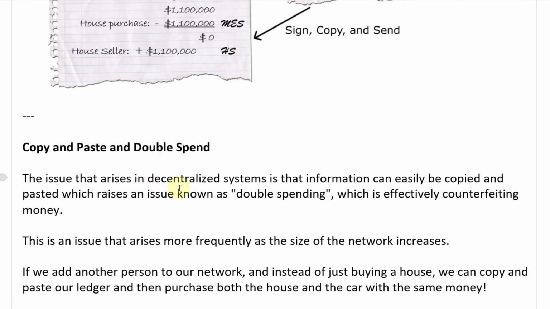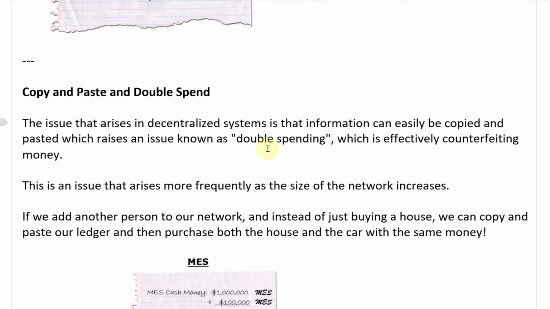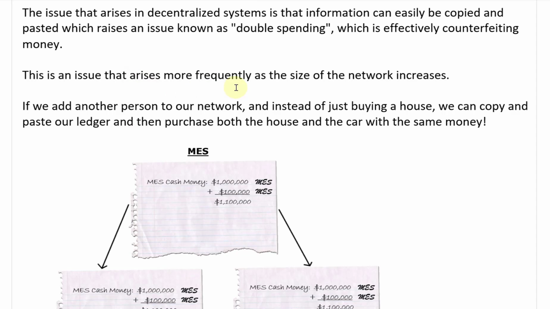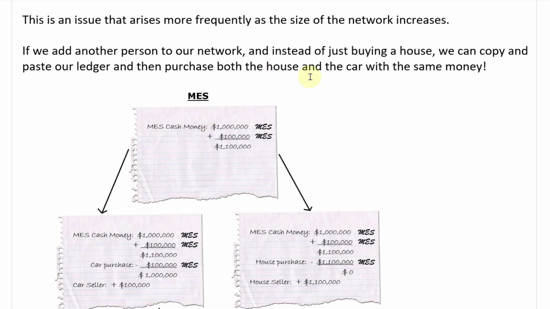The issue that arises in decentralized systems is that information can easily be copied and pasted, which raises an issue known as, quote, double spending, which is effectively counterfeiting money. This is an issue that arises more frequently as the size of the network increases. So if we add another person to our network, instead of just buying a house, we can copy and paste our ledger and then purchase both the house and a car with the same money.